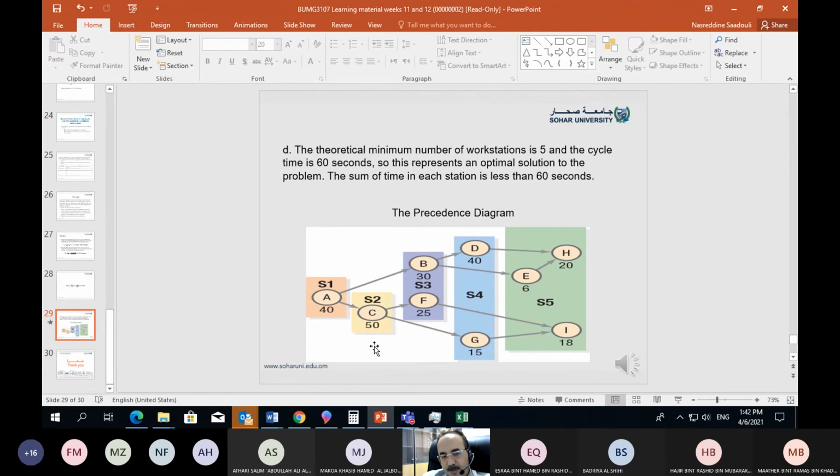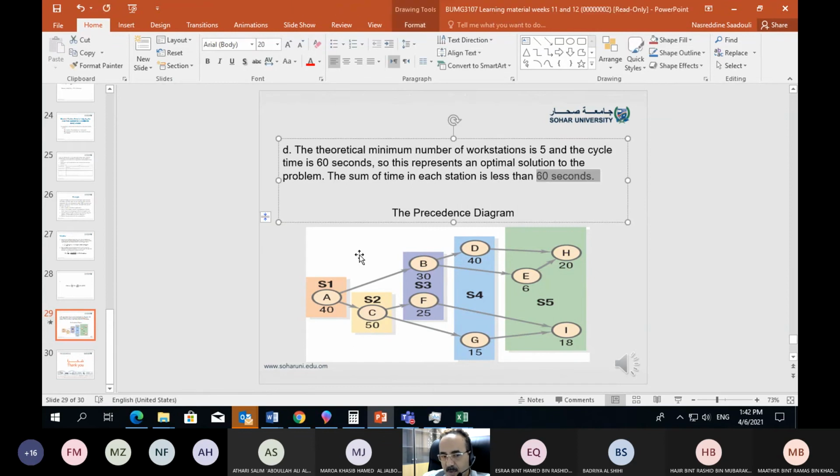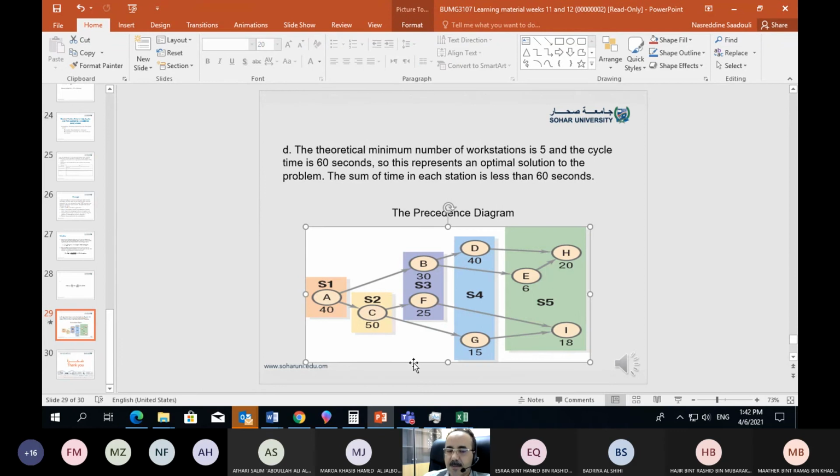Again, the same logic. C takes 50 seconds. The possibilities I could add are B or F or G. Any one of these will take the total time to more than 60 seconds, which is the cycle time, so we cannot do that. So the second station will only take C. Then we go on to the next one. For the third station, I will have to have B.